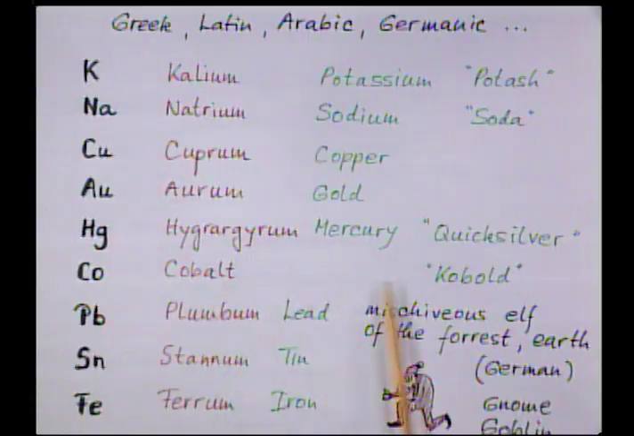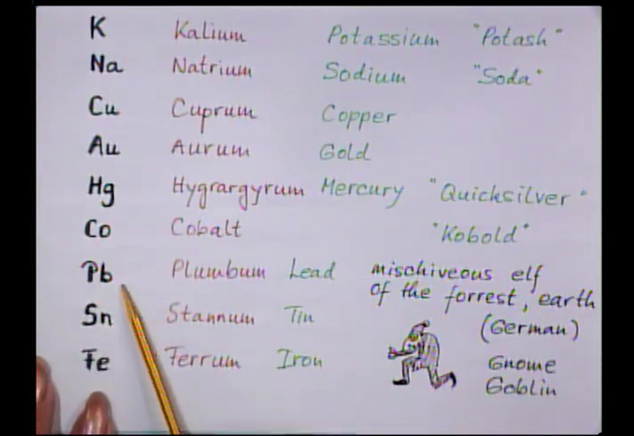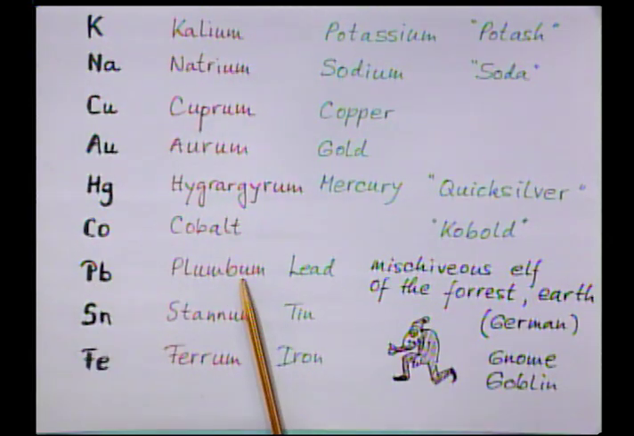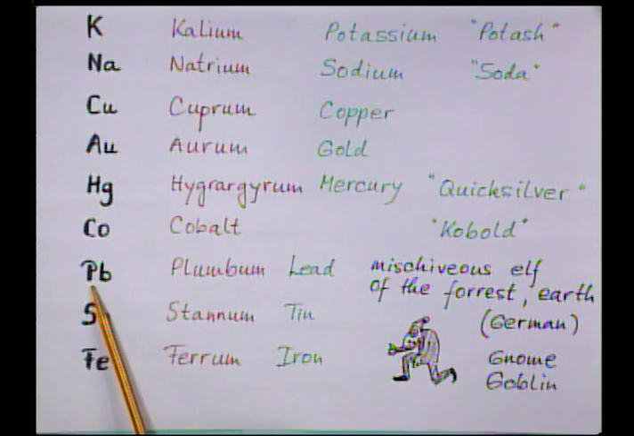Here we have cobalt, and it comes from the kobold, because the mining people were very cautious about these evil gnomes that could spoil everything for them. So they were very, very superstitious in those days. Plumbum is lead in Latin, and the symbol comes from the name accordingly, capital P and small b. Tin comes from stannum, and iron comes from ferrum.